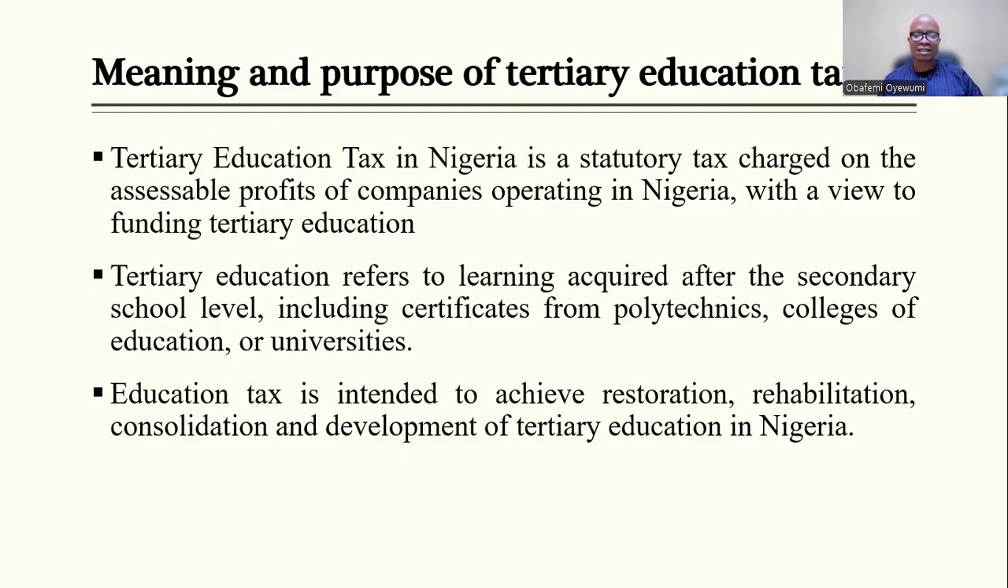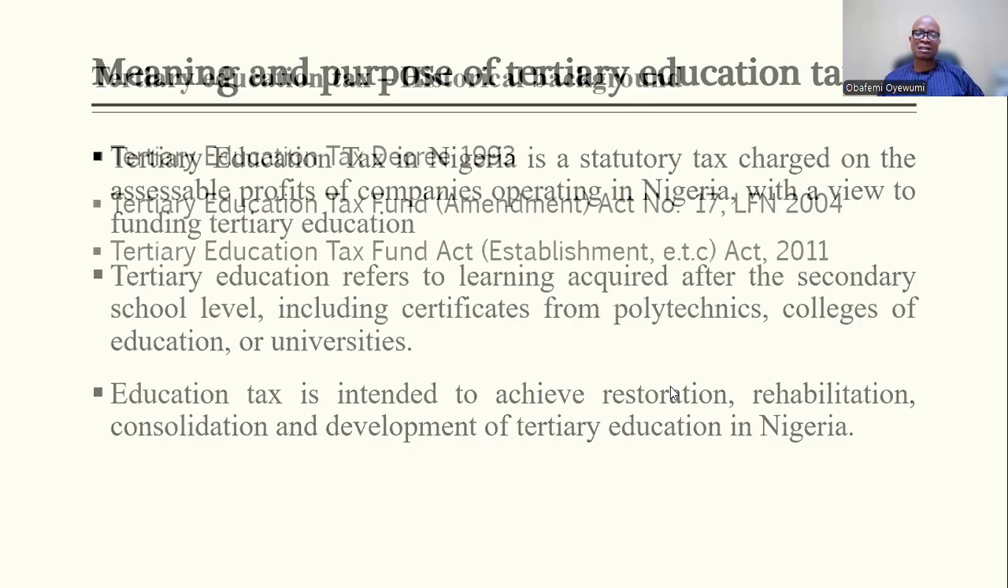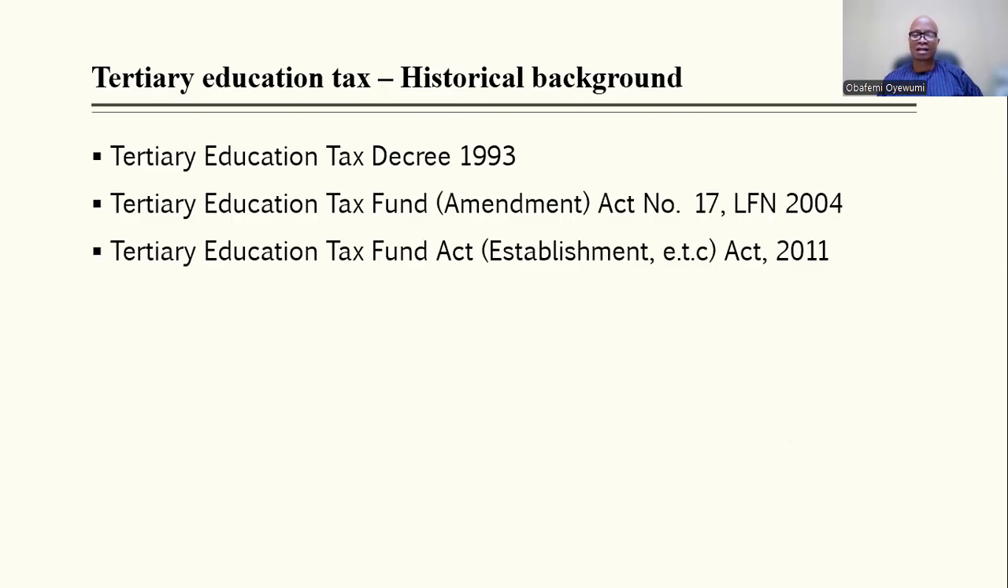The basic reason why we're talking about this is just for us to be informed about the purpose. The purpose is to achieve restoration, rehabilitation, consolidation, and development of tertiary education in Nigeria. Now, let's look at the historical background, the different decrees and acts that underlie the tax as it's been administered in Nigeria.